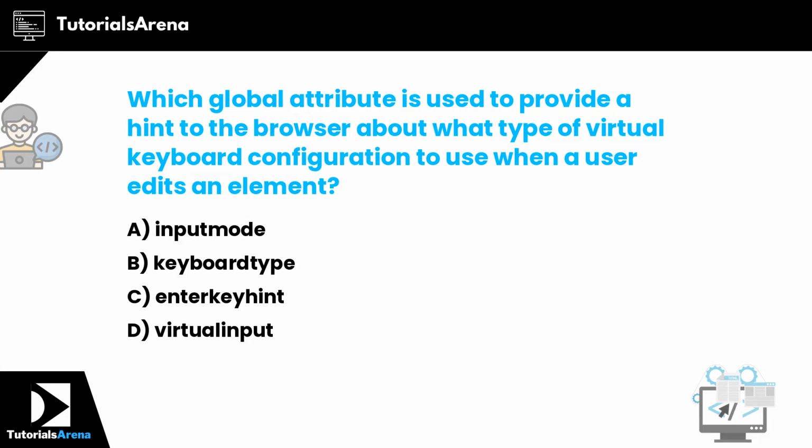Which global attribute is used to provide a hint to the browser about what type of virtual keyboard configuration to use when a user edits an element? The correct answer is option A, inputmode.